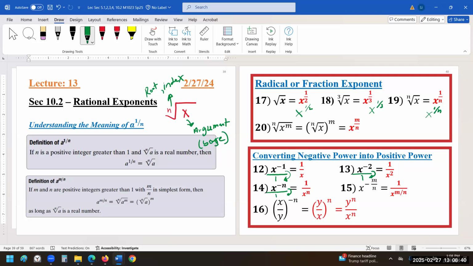The last one says, well, what if you have a fraction with a negative power? It's the same. You just switch your numerator and denominator, and the negative power will turn into a positive power. And then if you want, you can distribute the power, then you have y to the n over x to the n. Every time it's negative, you always want to change it to positive, in any scenario. Don't leave the negative power alone.